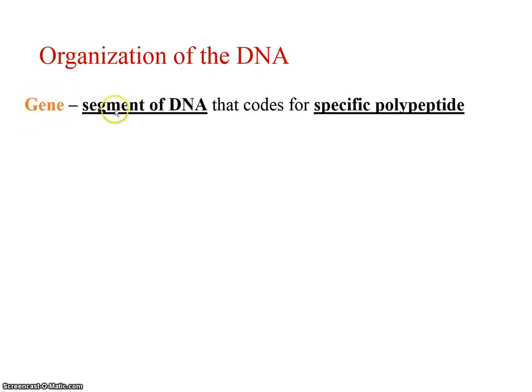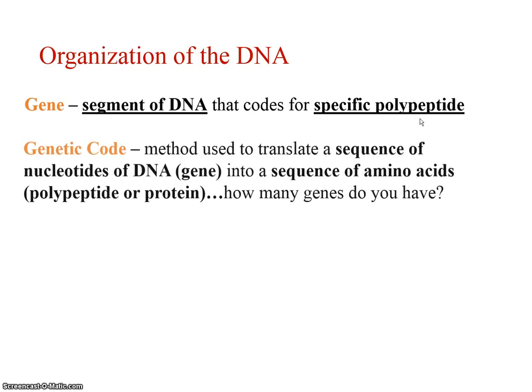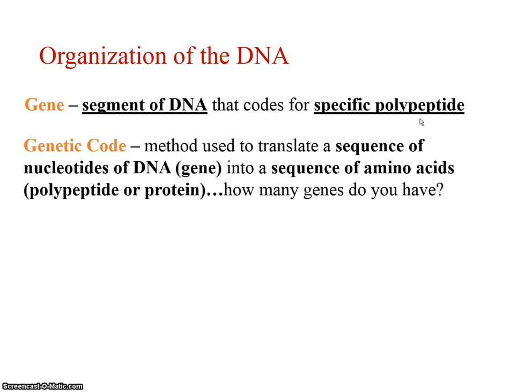So we say simply that a gene is a segment of DNA that codes for a specific polypeptide. Many peptides, of course, are 2 or more amino acids. All right, the genetic code is talking about how we take that nucleic acid sequence, DNA, and use it to make a protein sequence, amino acids. All right, it turns out you have roughly 20,500 genes that make you a human being.